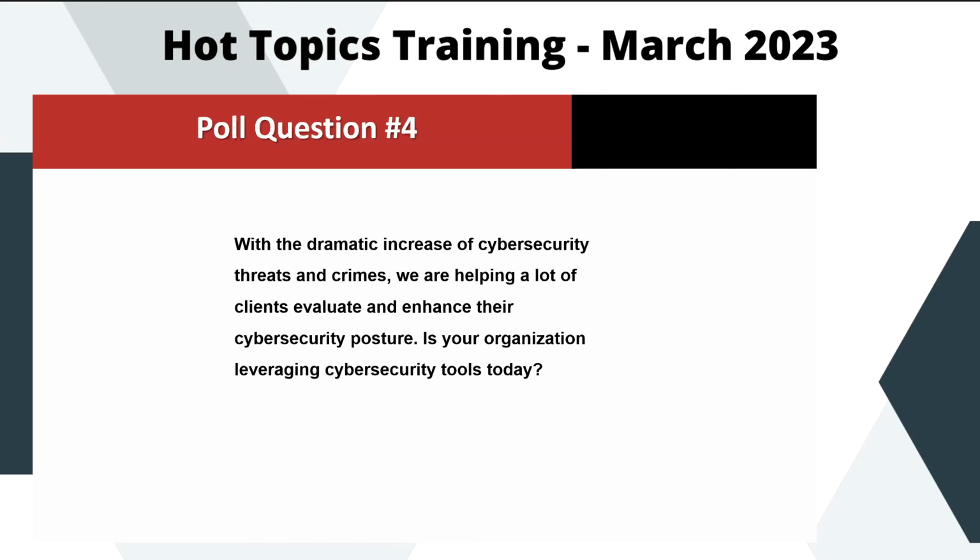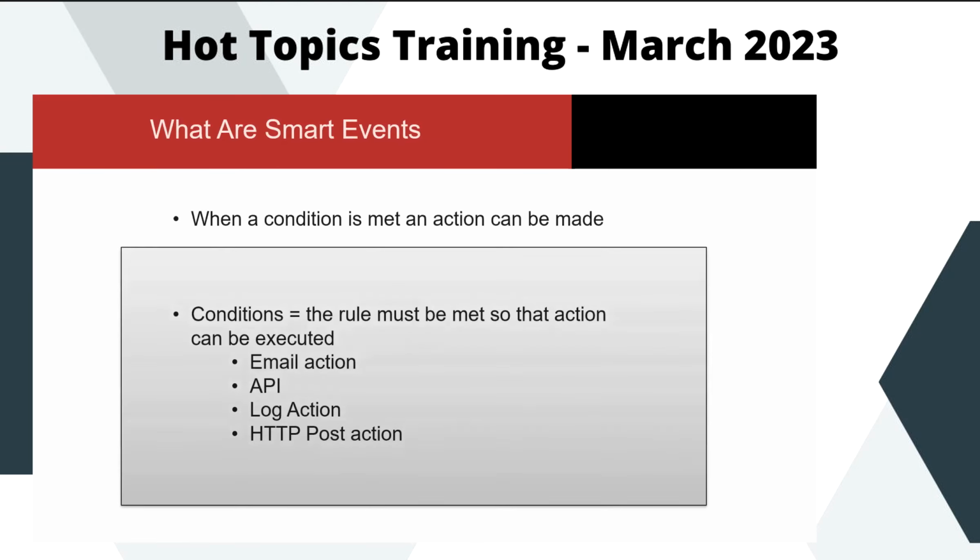Thank you, Nicole. Now we will go through what smart events are. Smart events are anything that happens when an action is met. An action will be sent out and the condition rule will be set to meet that action so it can be executed. That can be anything such as an email action.